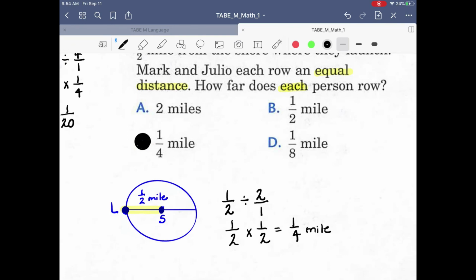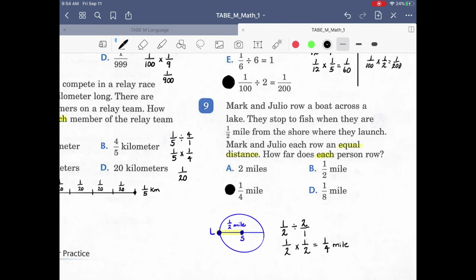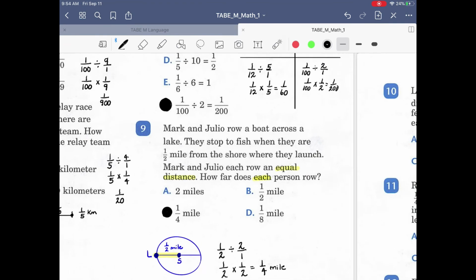And guys, if I don't say that, I forget to mark the circle. So I'm very bad about forgetting to choose the answer. I just do the math and then keep on going.